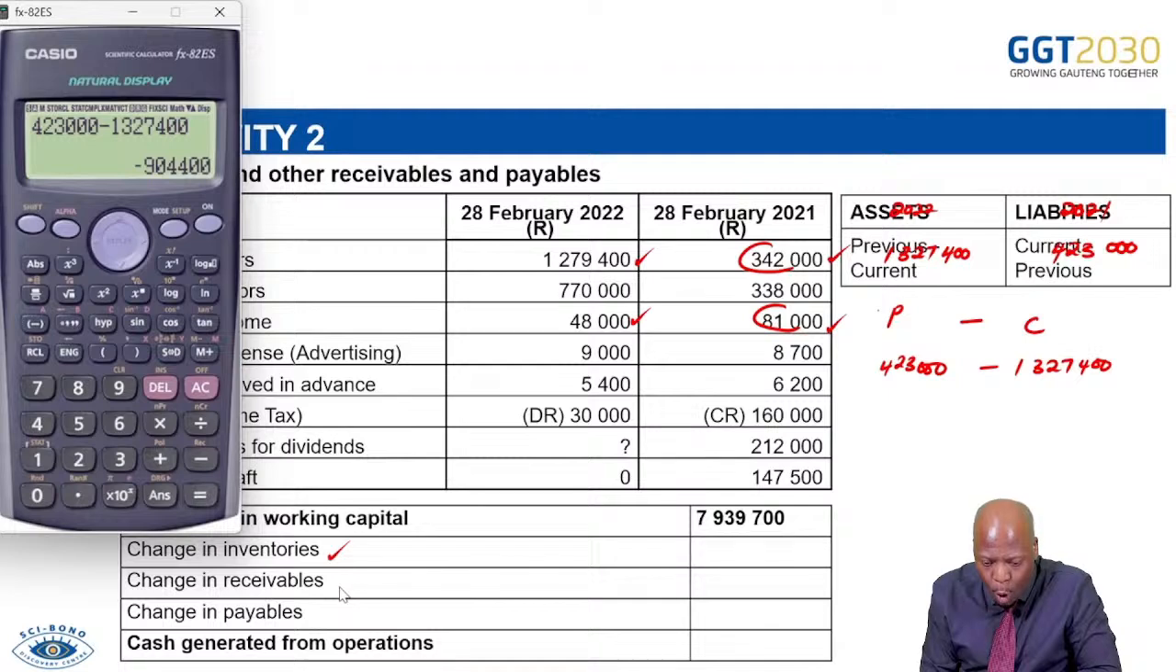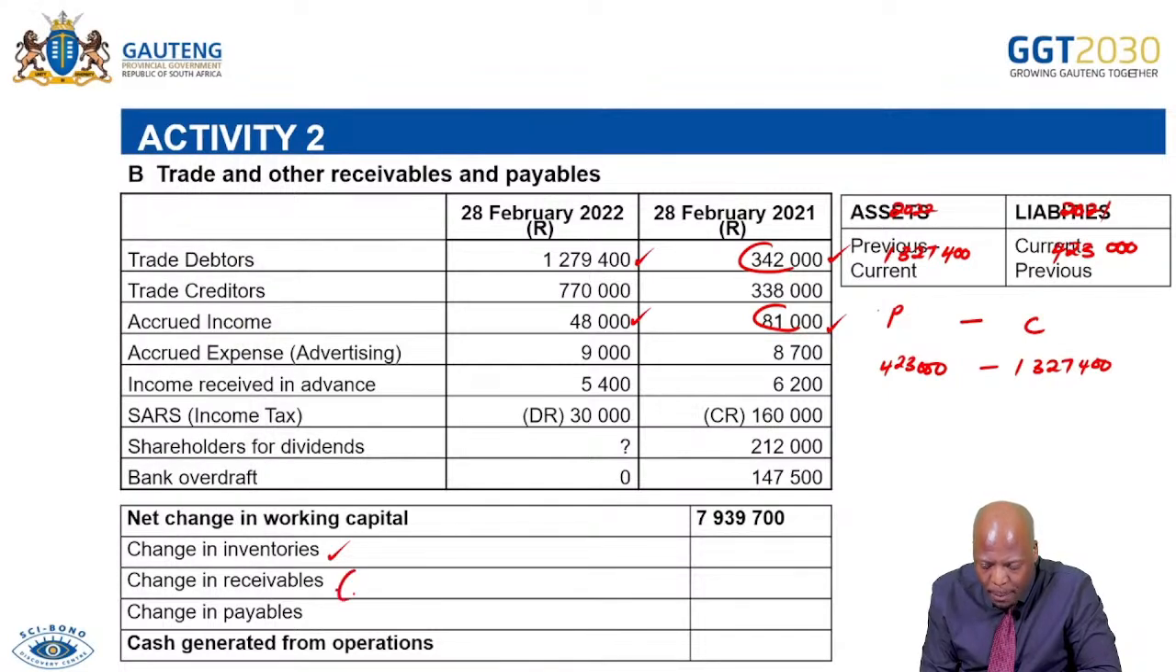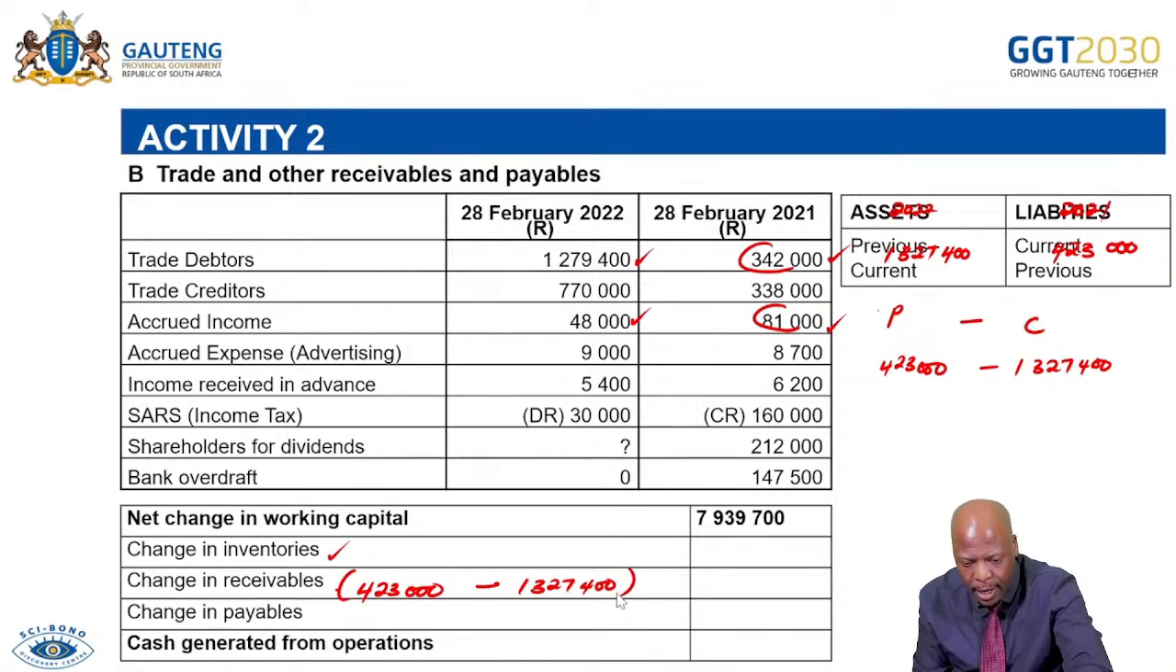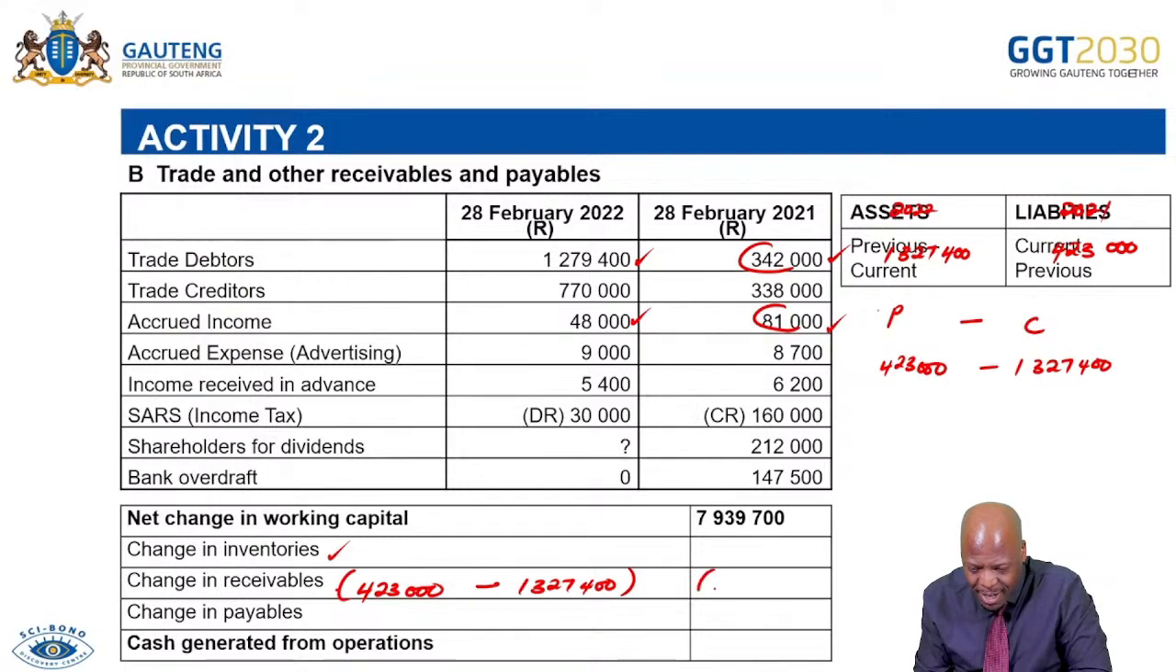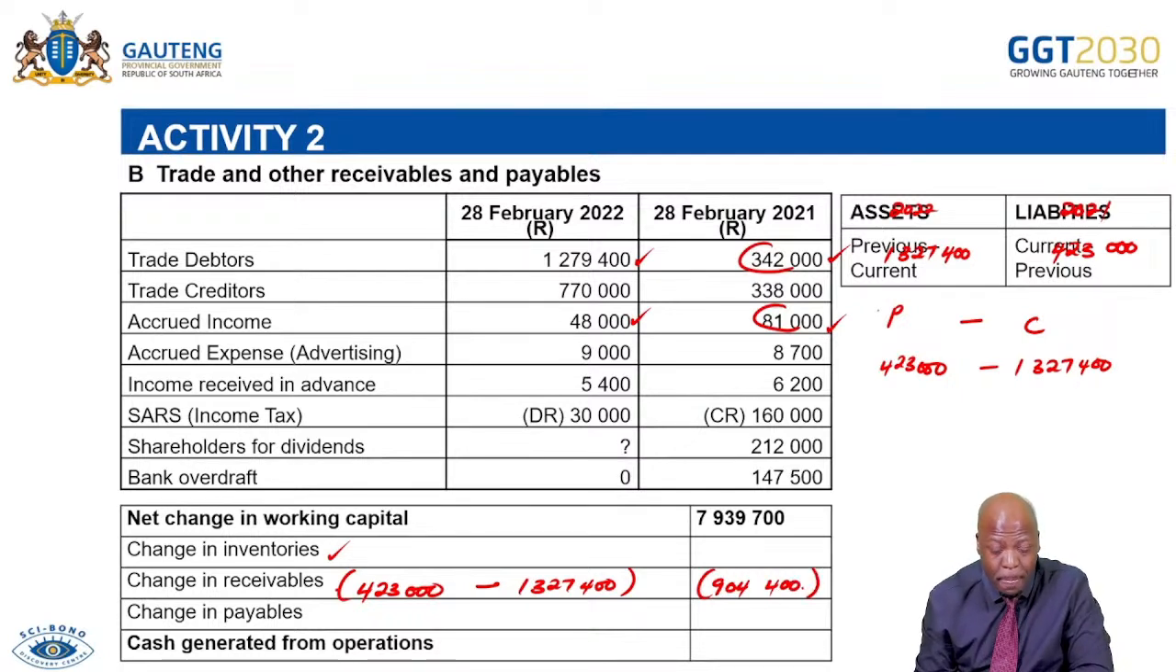So when I come here on my receivables, I'm going to open my bracket. I'm going to say 423,000 minus 1,327,400. Let's have that figure again. Here it is, a negative 904,400 in brackets, cash outflow. This is what we now have.